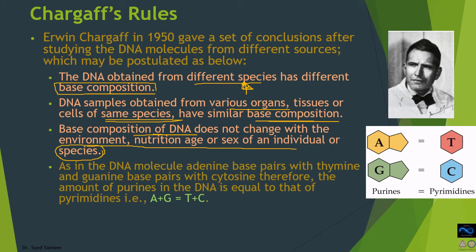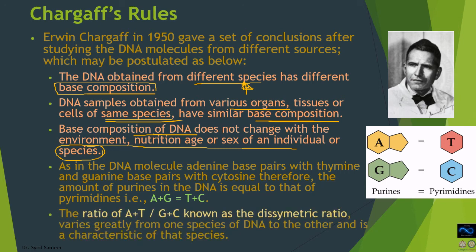Then the fourth postulate is the most common, which is utilized and given for the Chargaff rule: the amount of A will be equal to thymine, and the amount of guanine will be equal to cytosine. Together, it's also called that the amount of purines will be equal to the amount of pyrimidines. A plus G will be equal to T plus C.